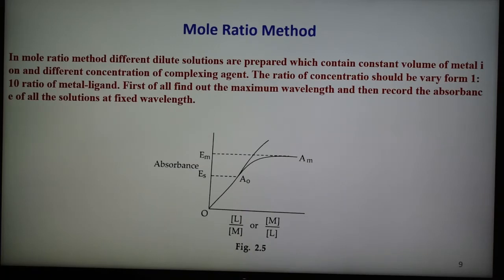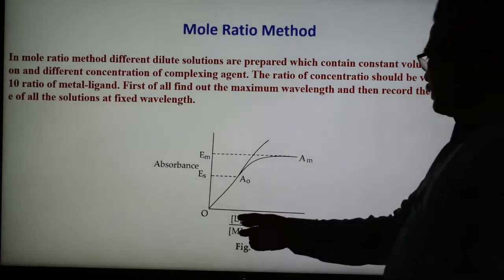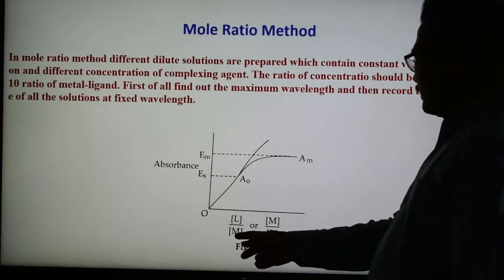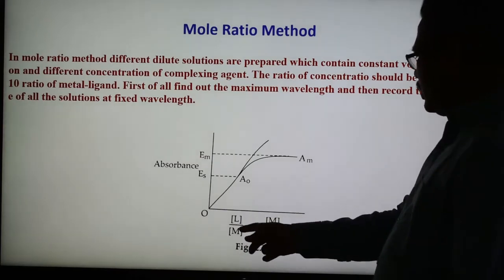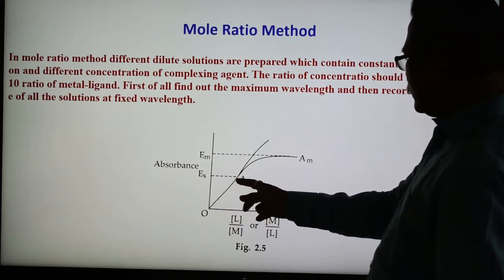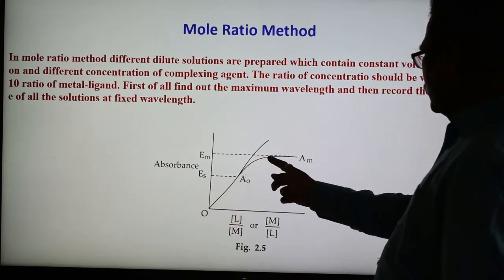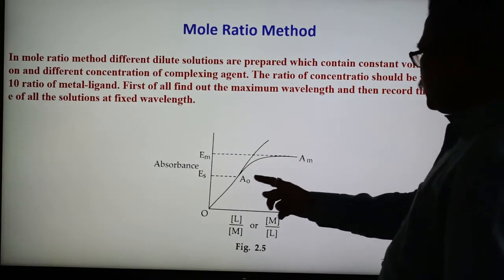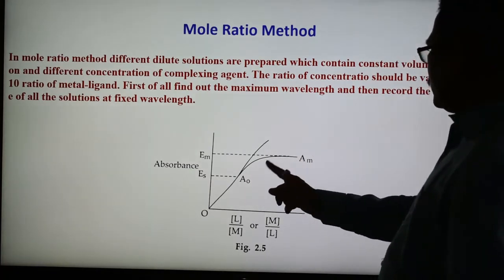After that we have to plot a graph between absorbance versus the mole of the ligand to the mole of the metal as shown in the figure. Here this figure shows the plot between the absorbance versus the mole ratio of ligand upon metal. For each ratio we take an absorbance. In the curve obtained this way, as the mole ratio increases, the absorbance increases and then becomes constant. So this curve gives two values.